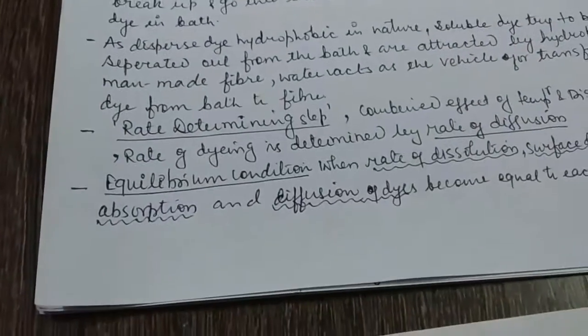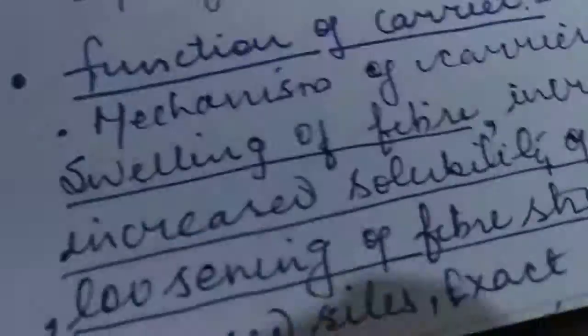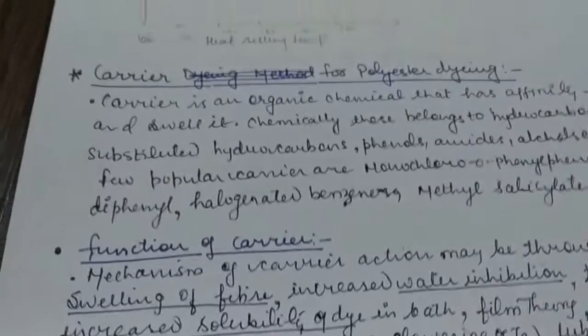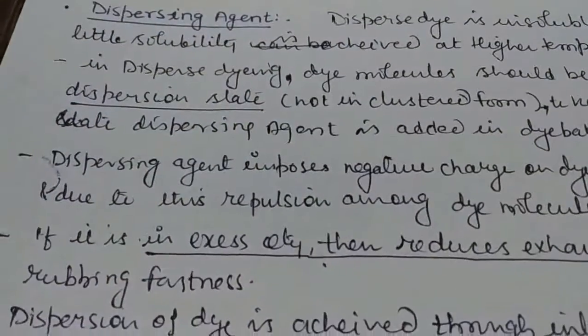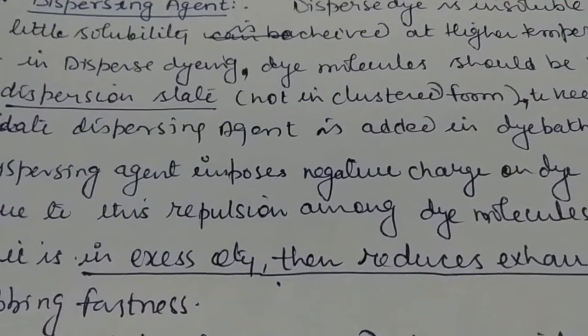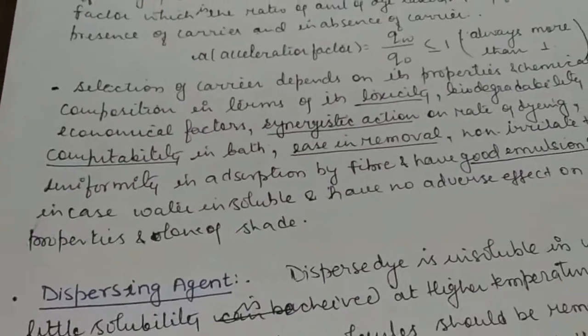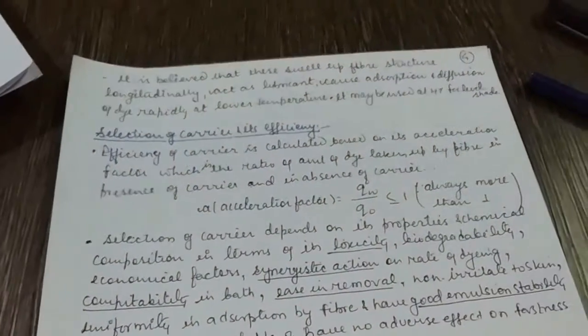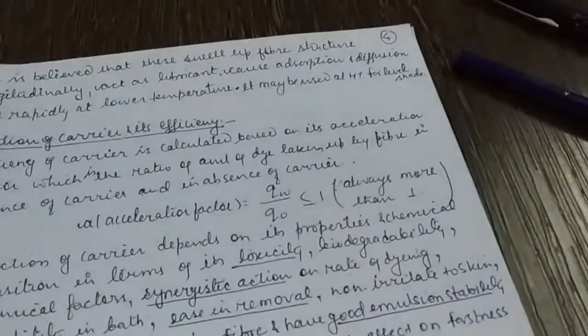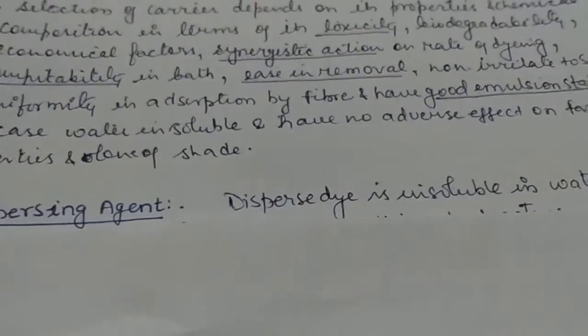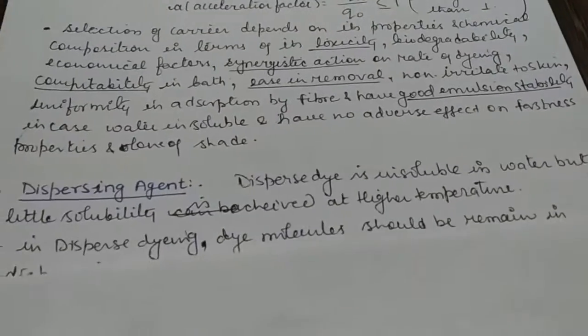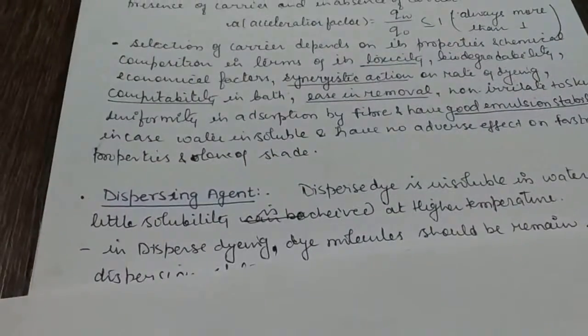Now we will discuss about the role of carriers in dispersed dyeing. As you know, dispersed dyeing is done by three methods. In general, using carrier, high temperature high pressure, or thermosol process. So, in all type of dispersed dyeing, we have dispersing agent very first. So, dispersing agent is inherently present in any type of dispersed dye. So dispersed dye is insoluble in water, but little solubility is achieved at high temperature.